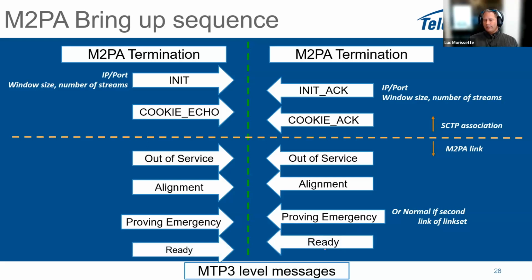And then you get a ready message. So that means your M2PA link is available and ready to be used. After you have sent those M2PA messages, you will see MTP3 level messages. You will see ISUP or SCCP messages being carried over that.